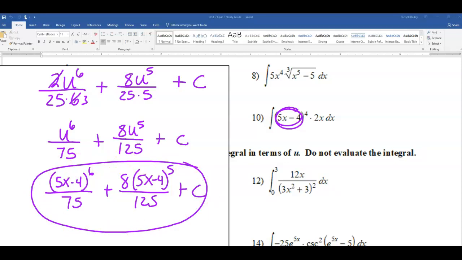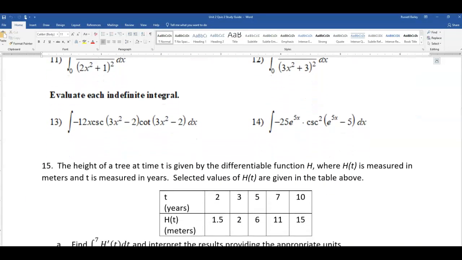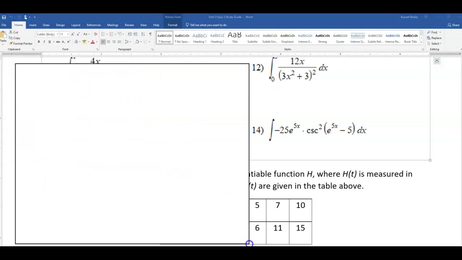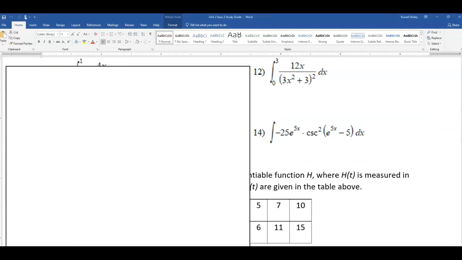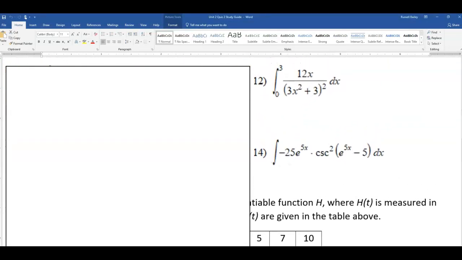All right, moving along to our next set here. 12 and 14 is next. Having trouble there. There we go.